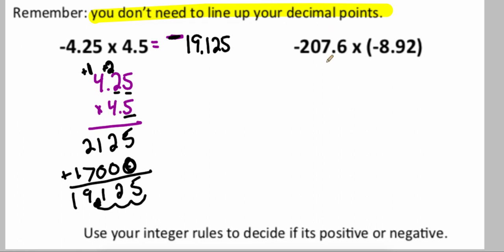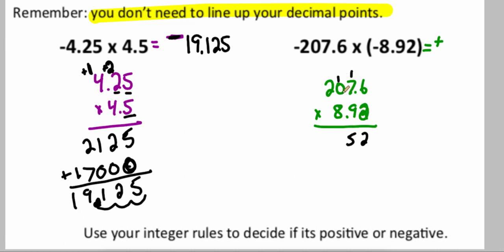So next one, a little bit bigger. Negative 207.6 times negative 8.92. A negative times a negative is a positive. And now I multiply. For multiplication, it doesn't matter if we line up the decimal points, but a good rule of thumb is put the longer number on top, the shorter number on the bottom, because that means fewer rows of multiplying. 2 times 6 is 12. 2 times 7 is 14, plus 1 is 15. 2 times 0 is 0, plus 1 is 1. 2 times 2 is 4.